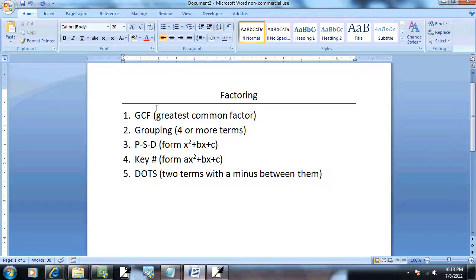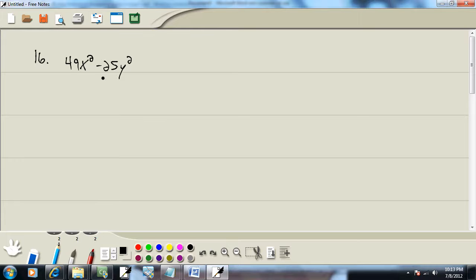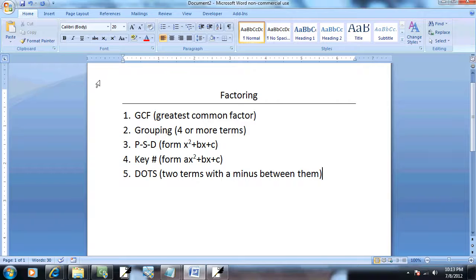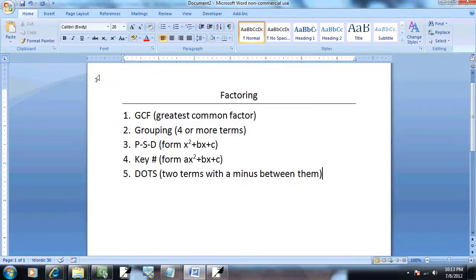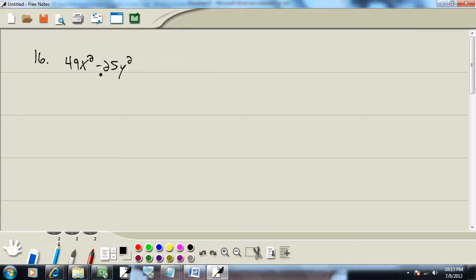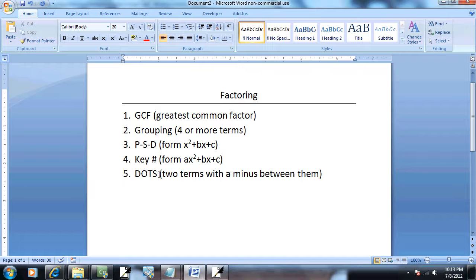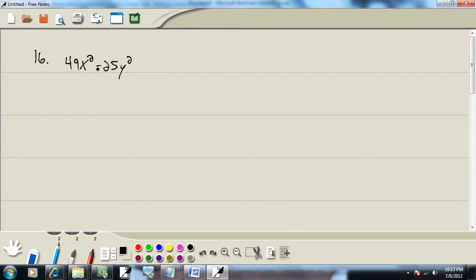Well, our first method is GCF. We don't have a greatest common factor. Grouping is for four or more terms. No, this is two terms. PSD and key number are both three terms. This is only two terms. So the fifth one, difference of two squares: two terms with a minus between them.